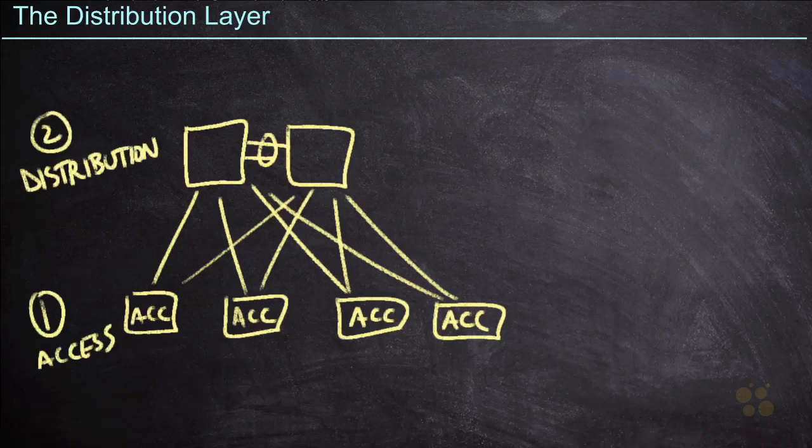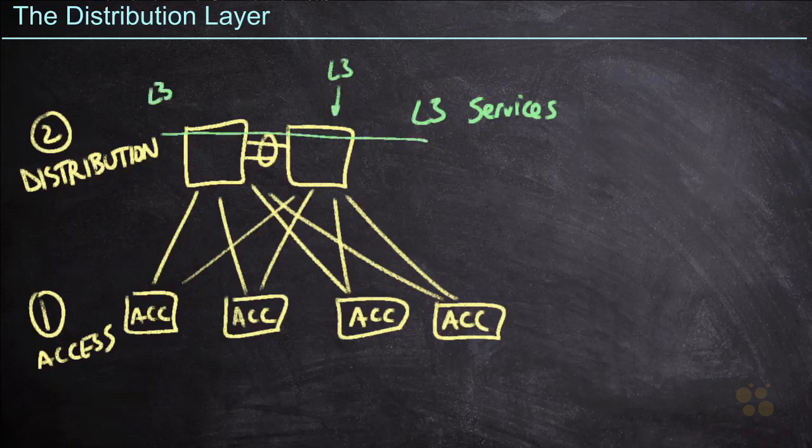So what do we need to consider when we're deploying these distribution switches? Well, the biggest differentiator from the access layer is typically that we're going to be running some kind of layer 3 services on these switches. And as such, we want these to be layer 3 switches. The distribution layer is where we're going to draw our layer 3 boundary so that layer 3 exists northbound of the distribution layer and layer 2 is what we use southbound.